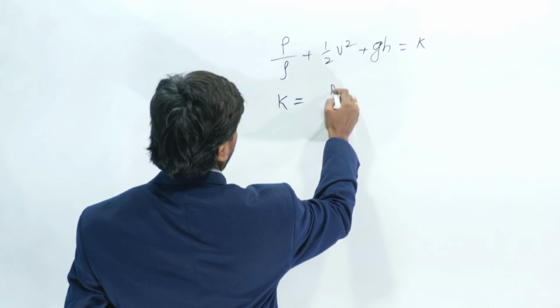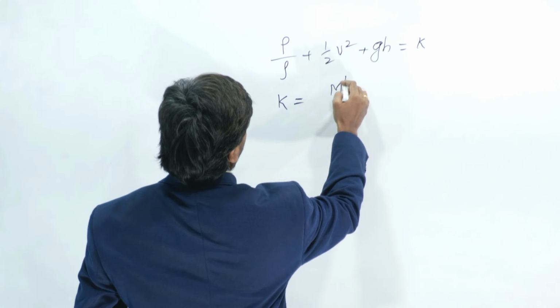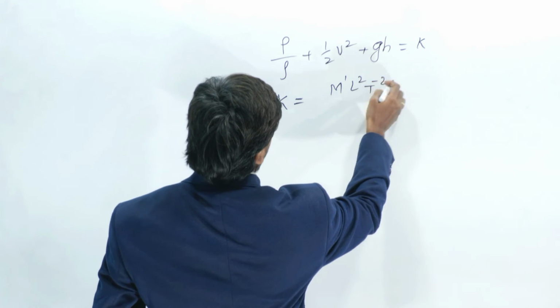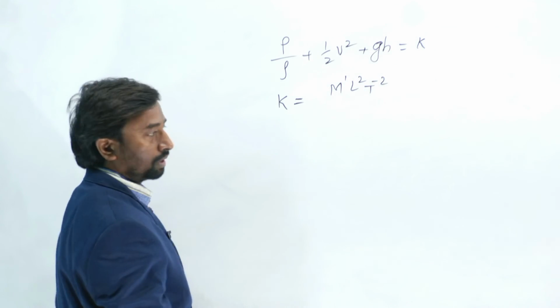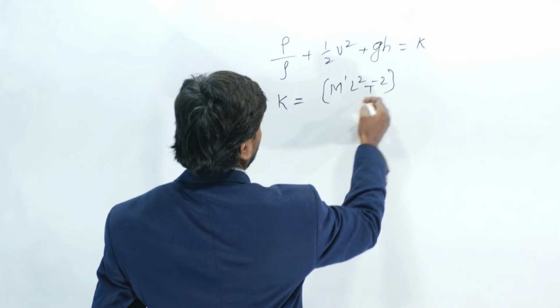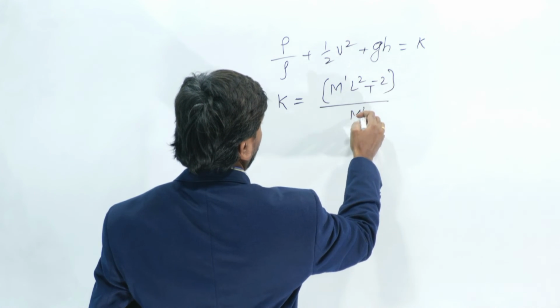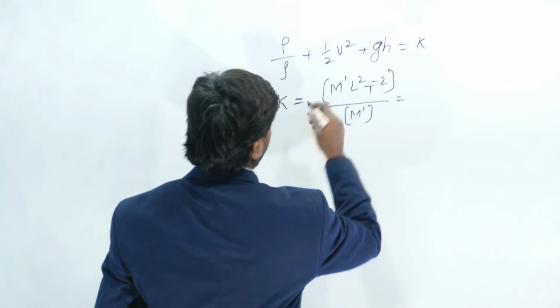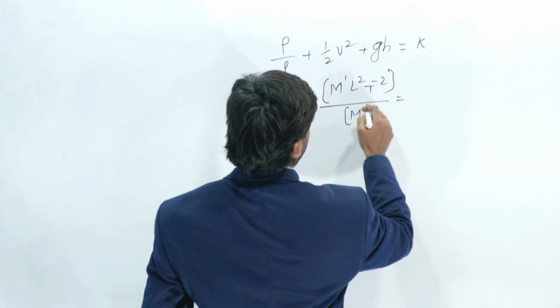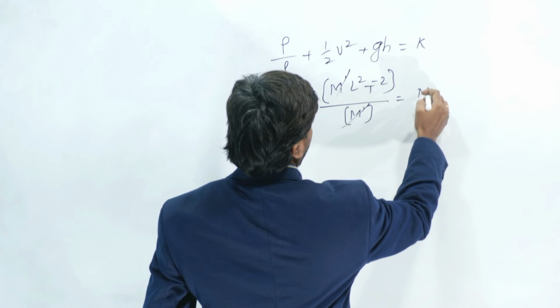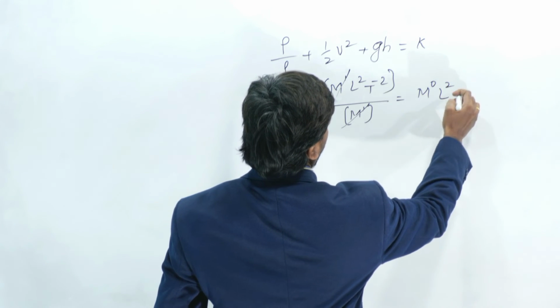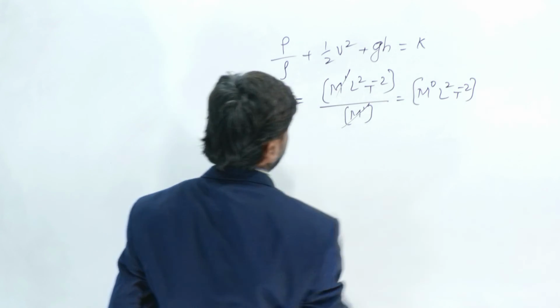So we can write here M power 1, L power 2, T power minus 2, all are energy only. Then the dimension formula will be energy per unit mass, so M power 1 will be there in the denominator. This will cancel, so we get here M power 0, L square, T power minus 2 for K.